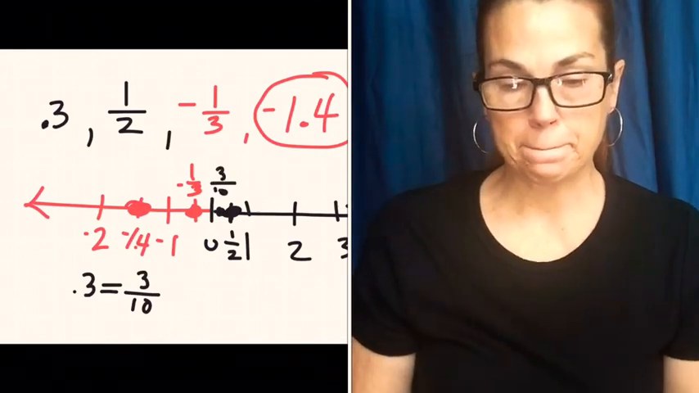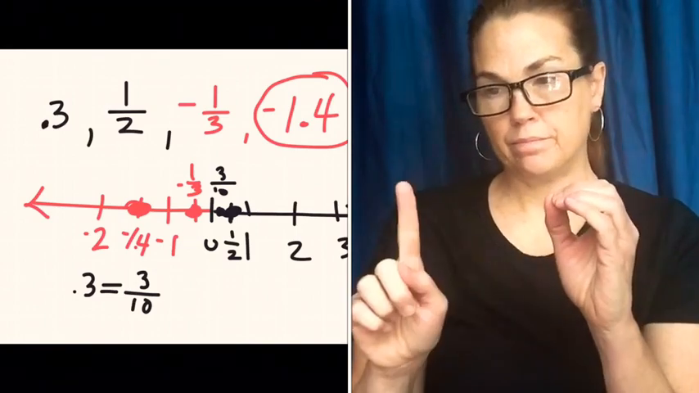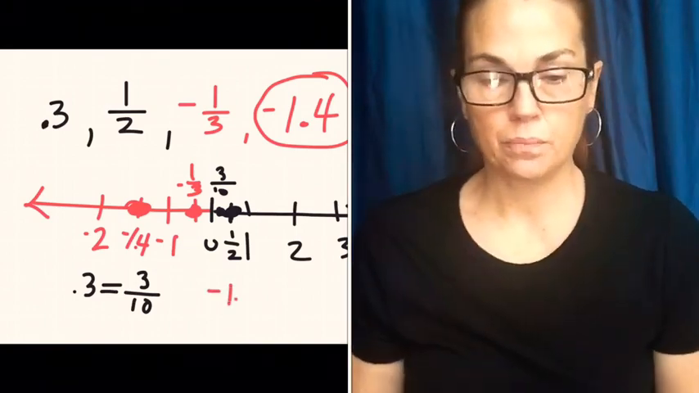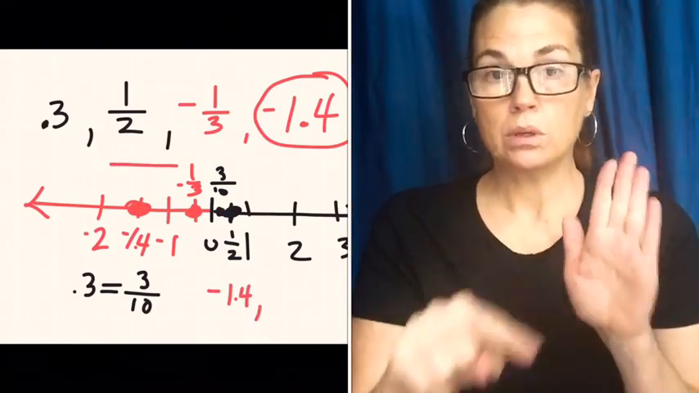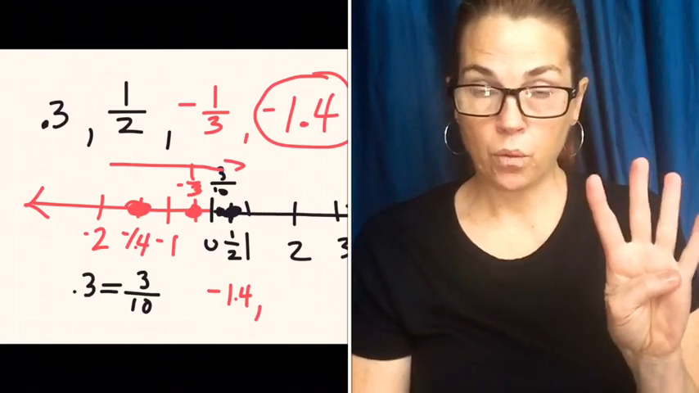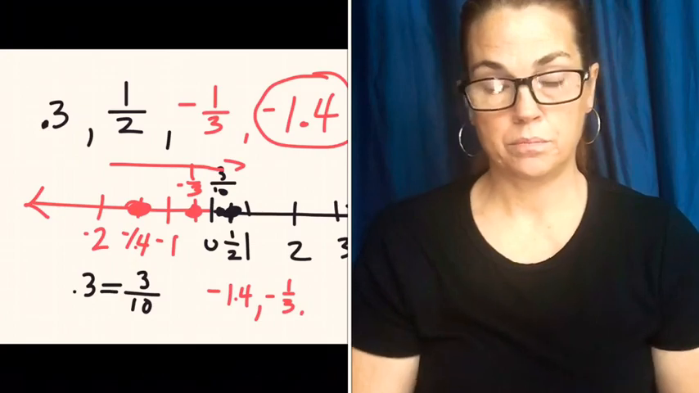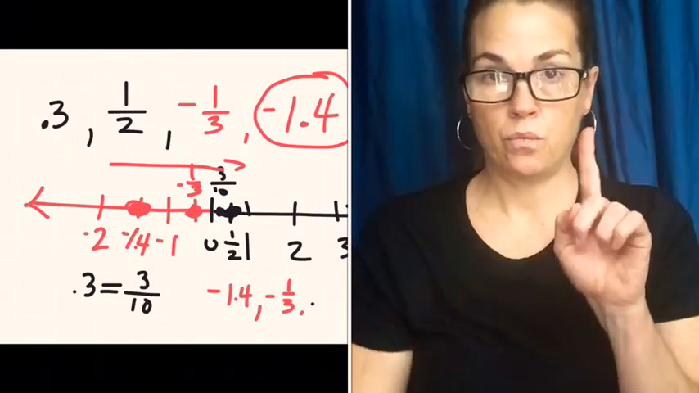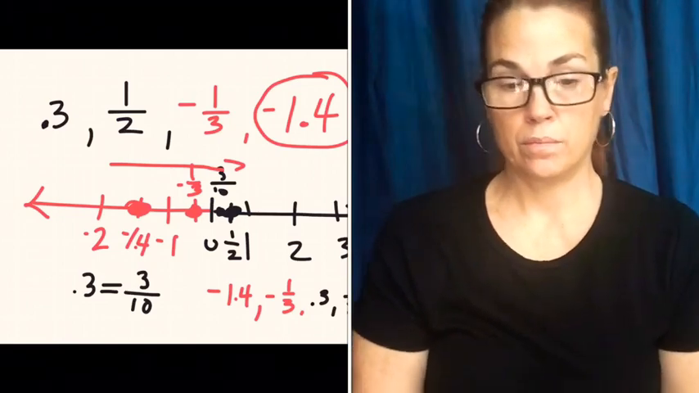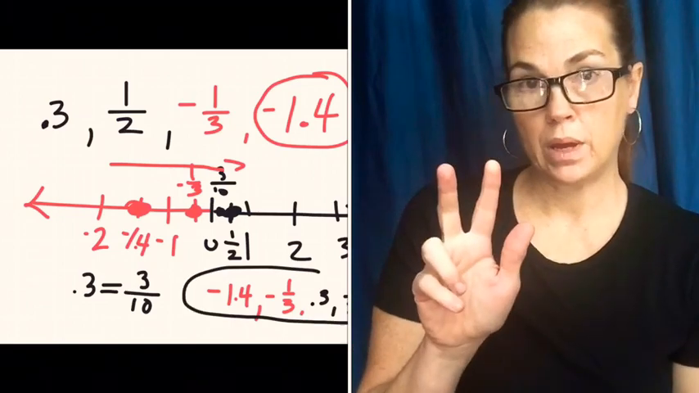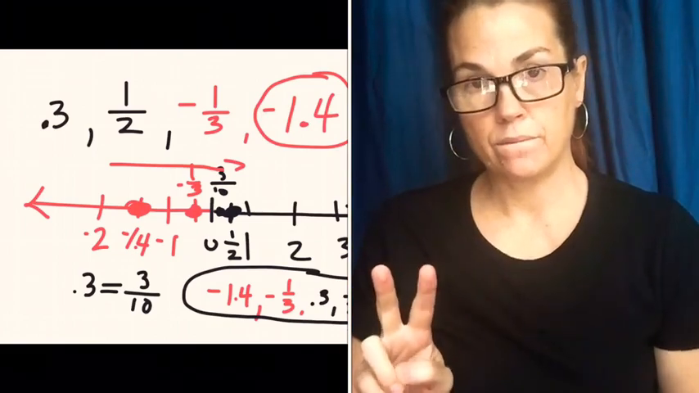So if I were putting these in order from least to greatest, I would start with negative 1.4 is the least. Then as I go this way, right, I find negative 1/3. Then I find 0.3 or 3/10, and then the fraction 1/2. These 4 rational numbers are now written in order from least to greatest.